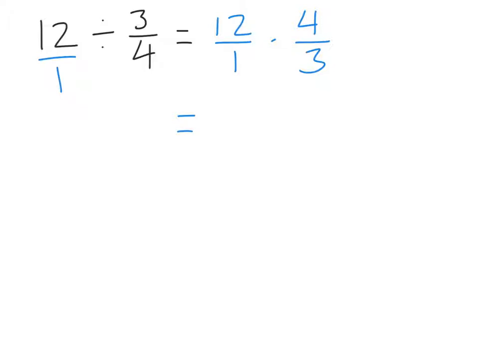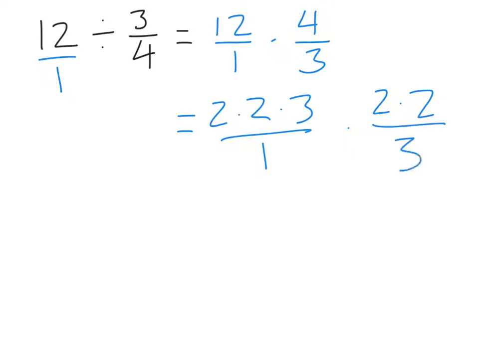And now for multiplication, we'll do what we just did in the last step. We're going to factor 12 into primes. 12 is 2 times 2 times 3, and it's over 1. And we're going to factor the 4 into primes, which is 2 times 2, and 3 is already prime.